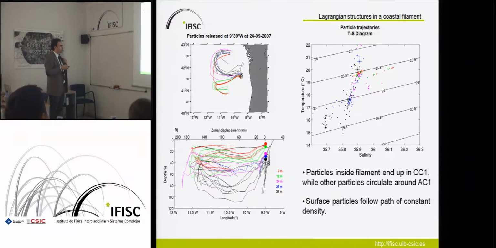And surprisingly, we found that if you look here at the temperature and salinity diagram computed at each of the particle positions, where the lines are constant density lines, we see that the trajectories inside the filament more or less follow paths of constant density, while the other particles that go into the anticyclone show high variations in their density, because of the temperature variations mainly.